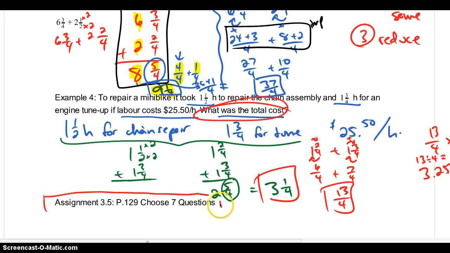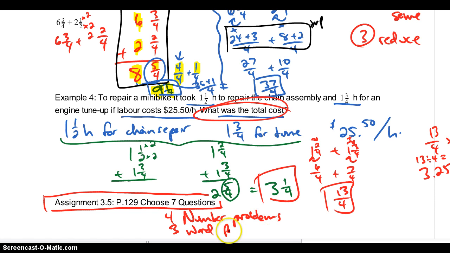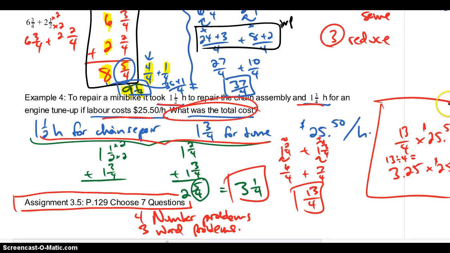Your assignment today, for page 129, choose 7 questions, and let's make it 4 number problems and 3 word problems. I want you to think through those word problems, see if you can find a strategy that works, see if you can do what we did, pick out the important pieces of information, decide what to do with it, check and make sure you get to your answer in the end, right? This step was finding the answer. Go ahead, good luck.